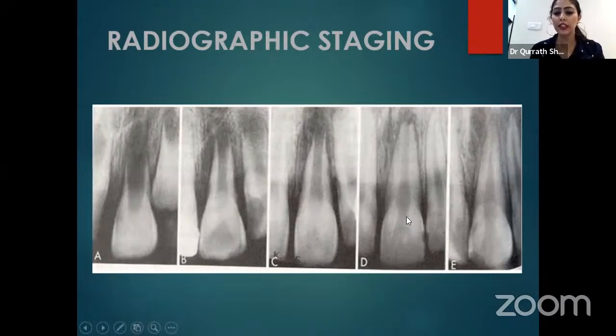If you see the D staging, again your canal walls are quite divergent and your apical foramina is again open and quite wide. But the root length has almost reached the actual root length, the final root length. Again, in the E staging, your root length is completely formed, almost to its actual root length. So this is your radiographic staging.